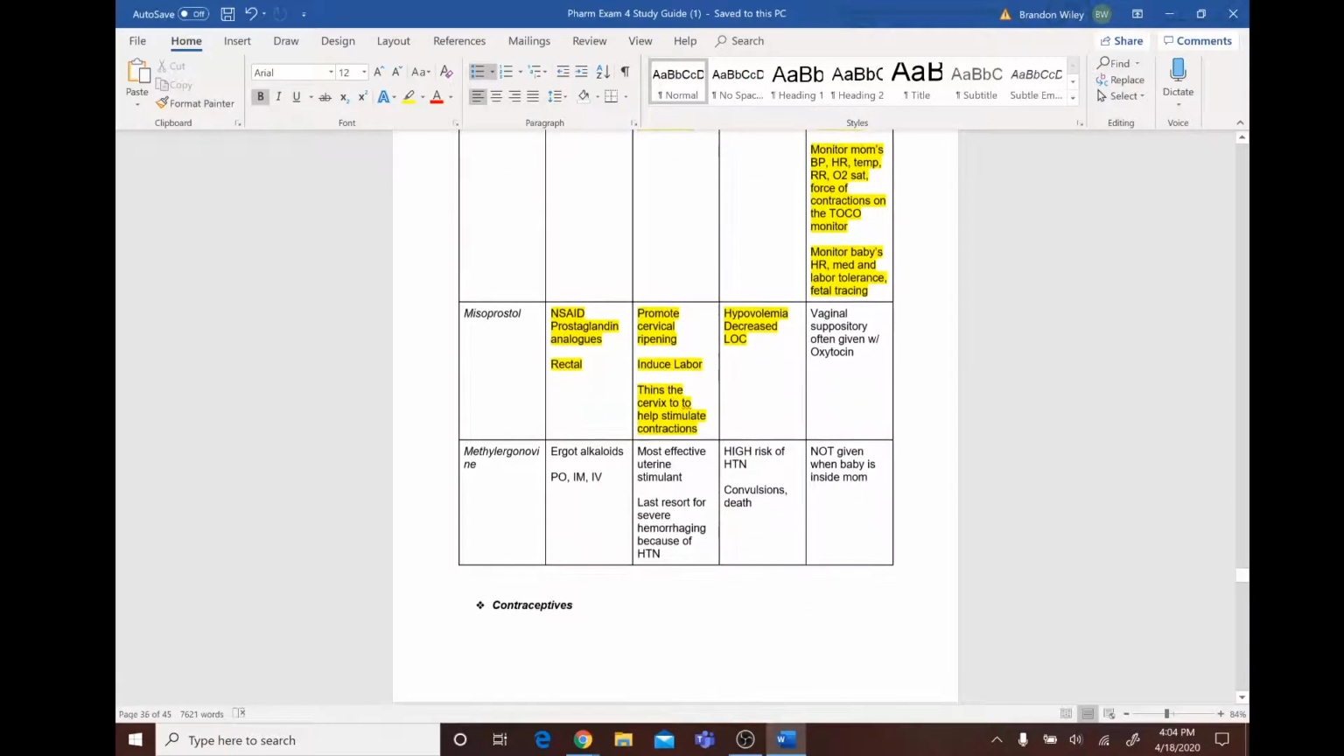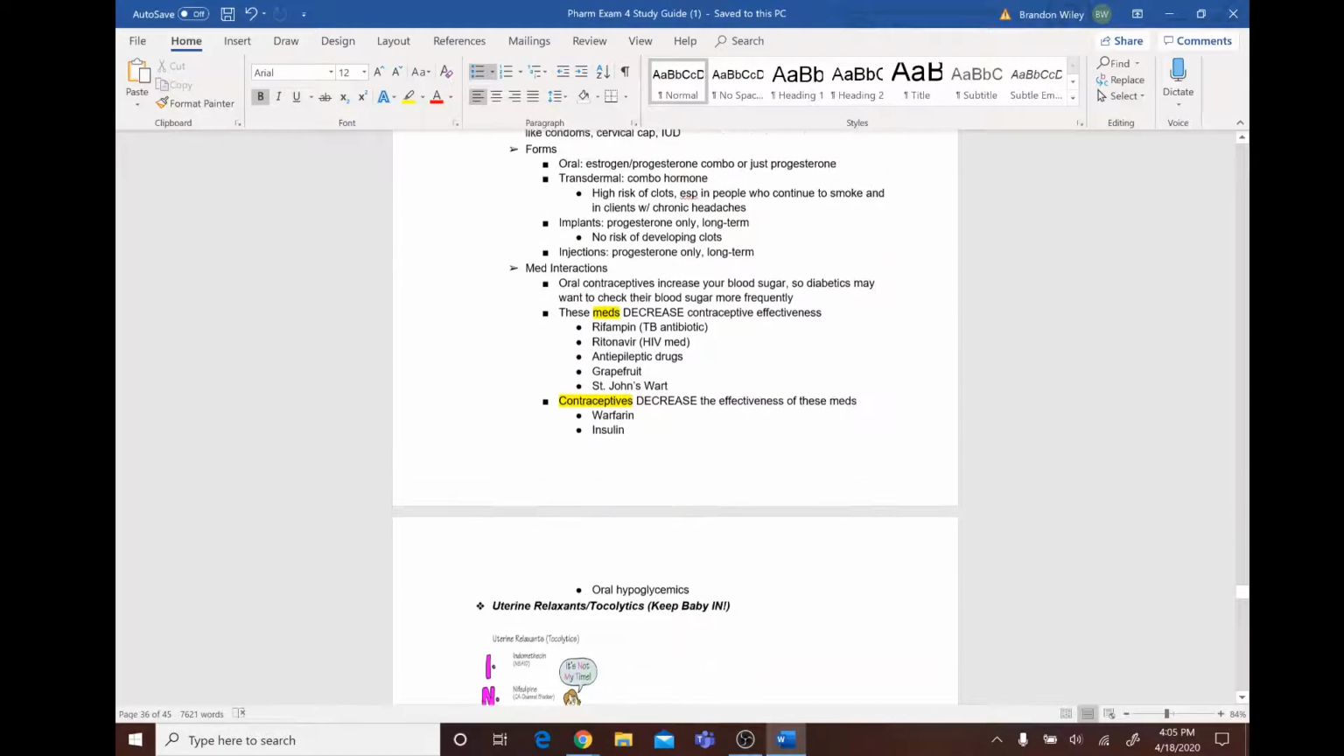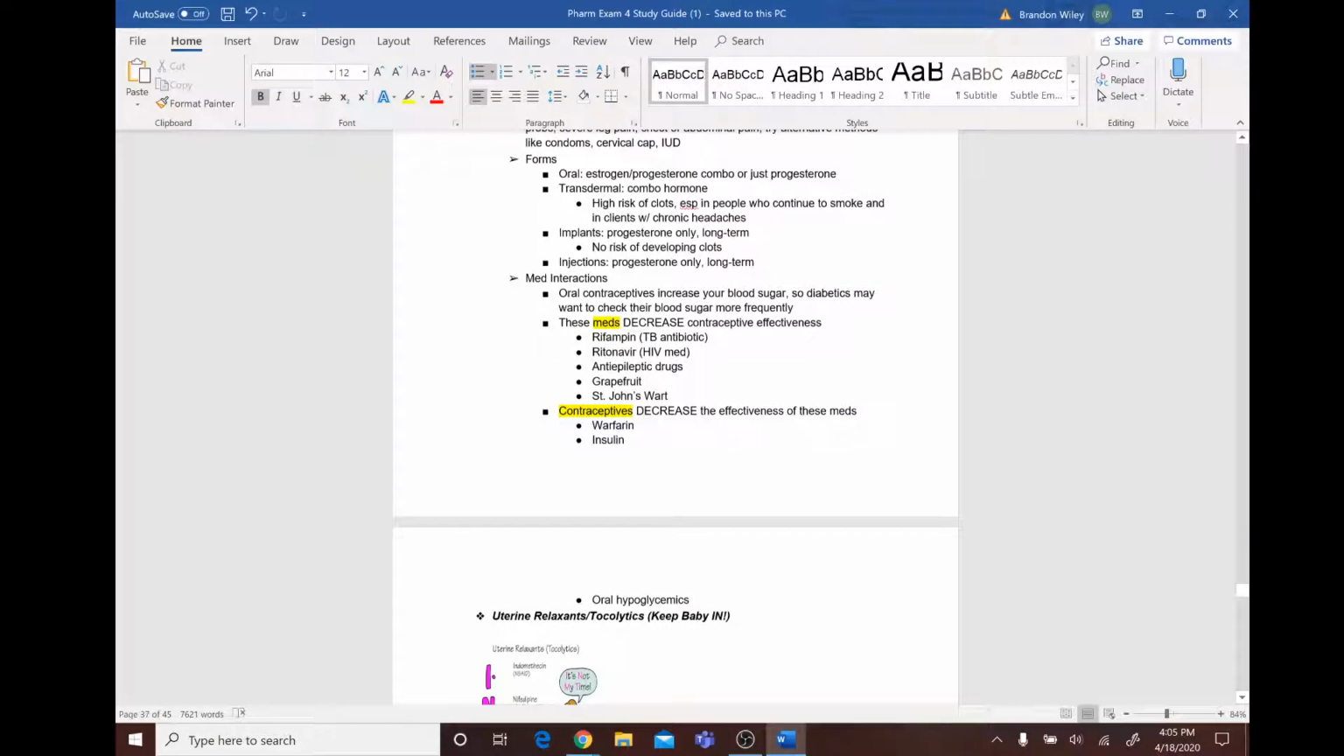What is the drug class of misoprostol? NSAID, prostaglandin analog. How do we administer misoprostol? Rectally. What is the mechanism of action of misoprostol? Promotes cervical ripening. What is misoprostol used for? Used to induce labor. What are side effects of misoprostol? Hypovolemia, decreased LOC.